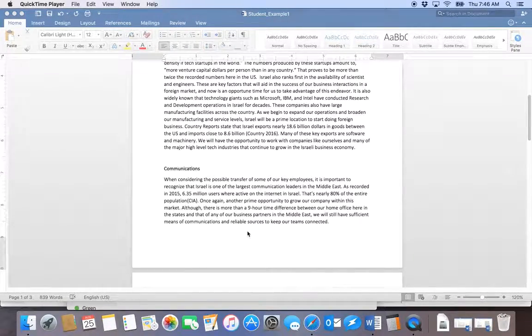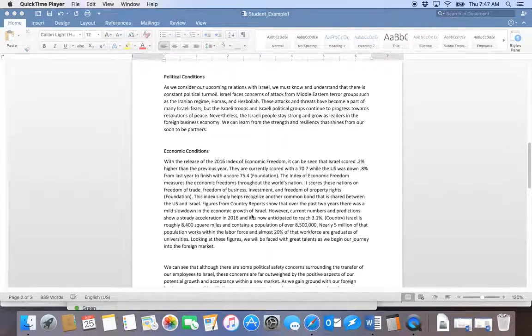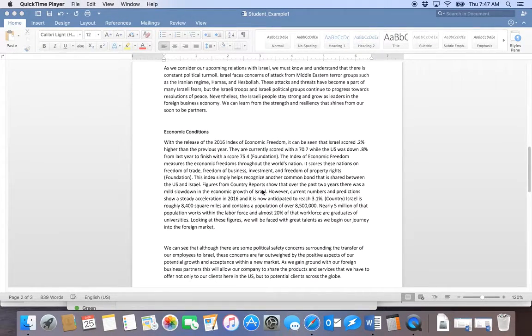This paragraph right here under communications looks great. That's a good length. Political conditions looks good. Economic conditions, this paragraph here could definitely be separated into 2 chunks.